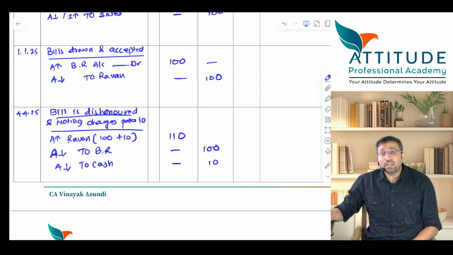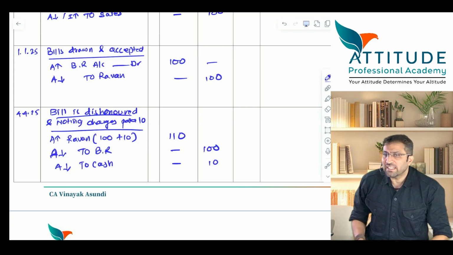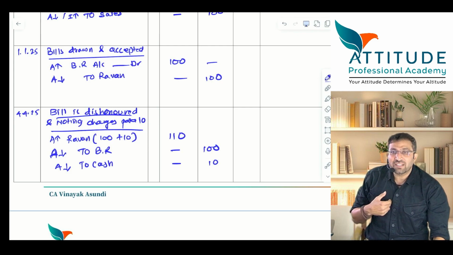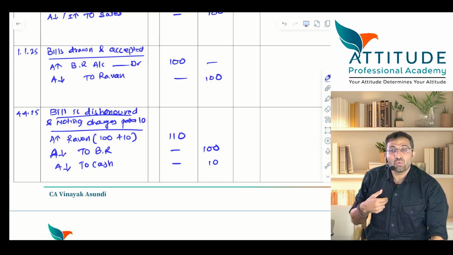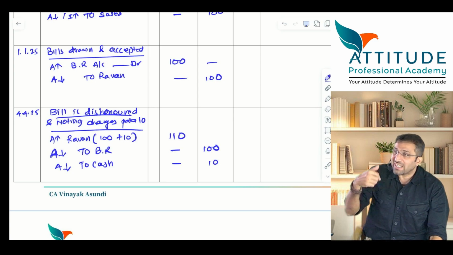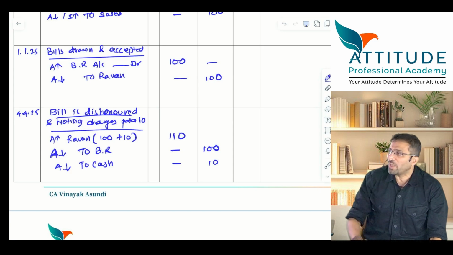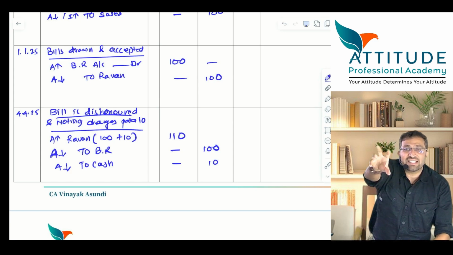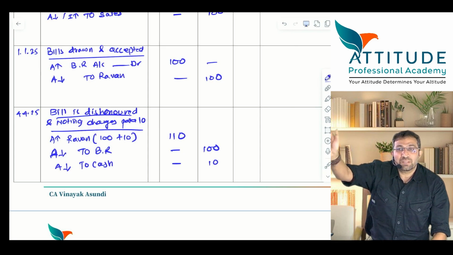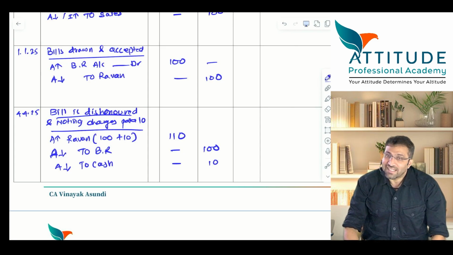Now many people are wondering, sir, where are the noting charges? Noting charges is an expense, no? For whom is it an expense? For Ram or Ravan? Who is the culprit? Who is the dusht fellow? Dushta, Ravana. Because of Ravan's mistake, Ram has paid it, but you are going to recover it from Ravan.